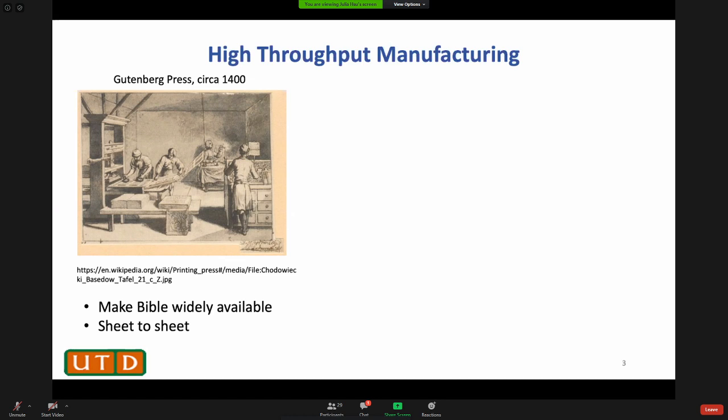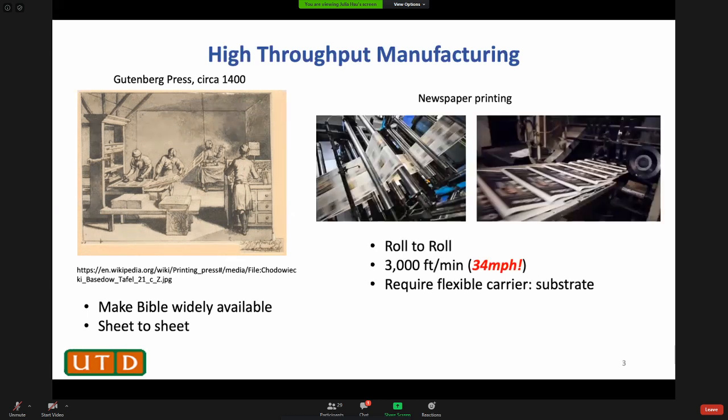Now, what do we know that's making things really fast? That's newspaper. So this is roll to roll. You're printing at a speed of 3,000 feet per minute. And you can calculate that. That's 34 miles per hour. And that's damn fast manufacturing.